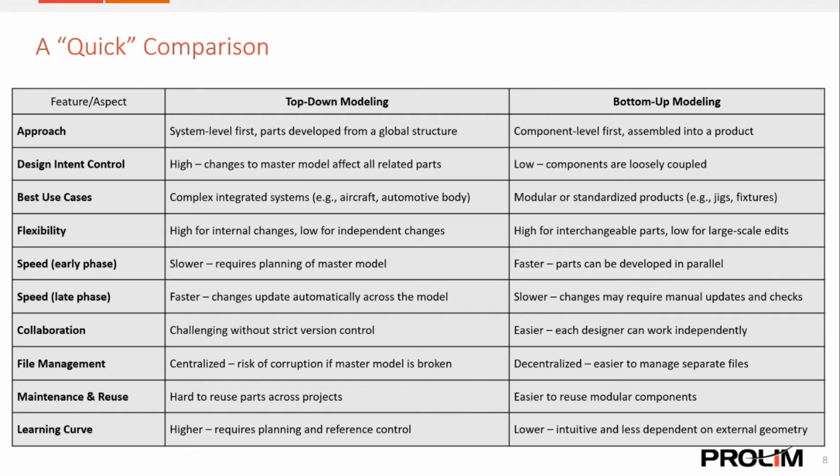So with top-down, you start in the assembly space, or you start with the idea of the assembly, and then you make your components from there. With bottom-up, you start from the components, and then you assemble them all together, and then you make the changes that you need. Next, flexibility is one of the things that I want to highlight. Top down has high flexibility for internal changes, but low for independent changes, right? And bottom up modeling is high for interchangeable parts, but low for large scale edits. What do I mean by that?